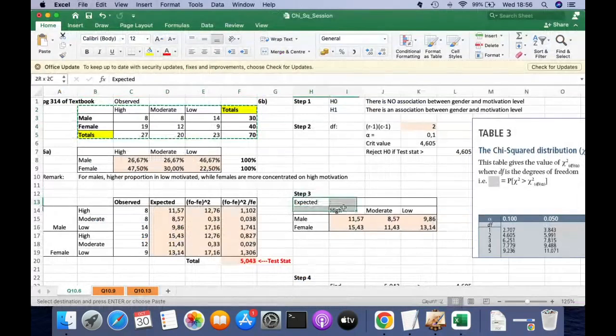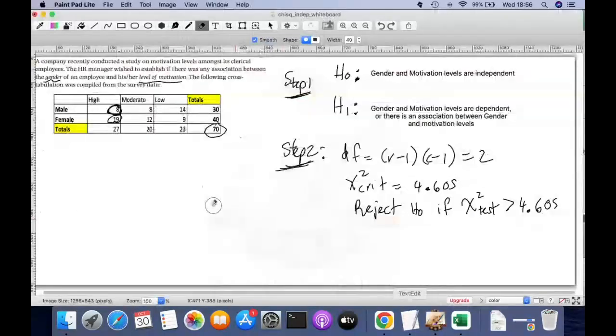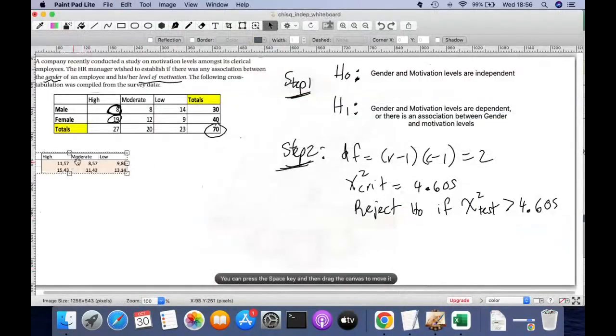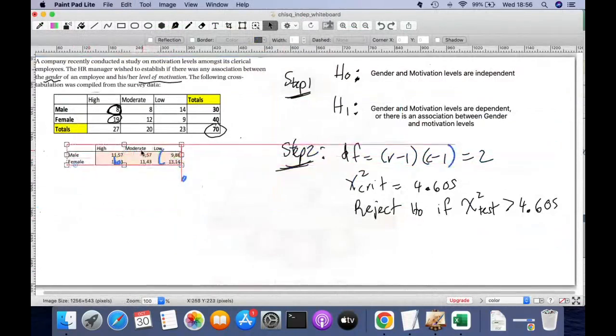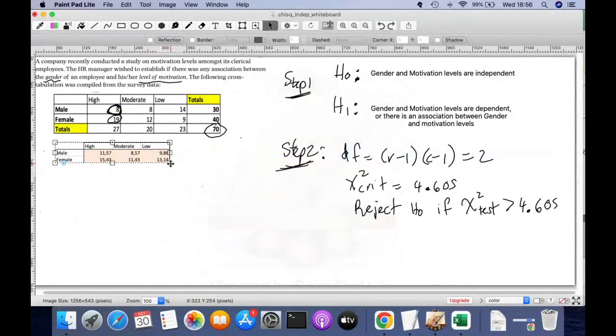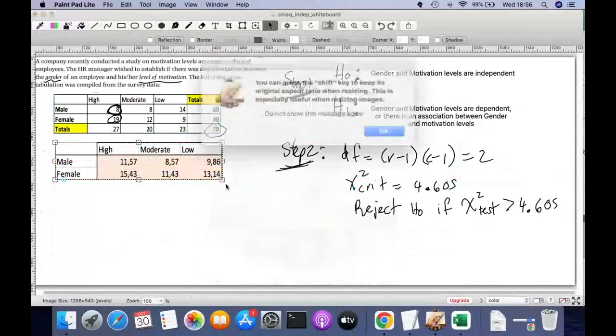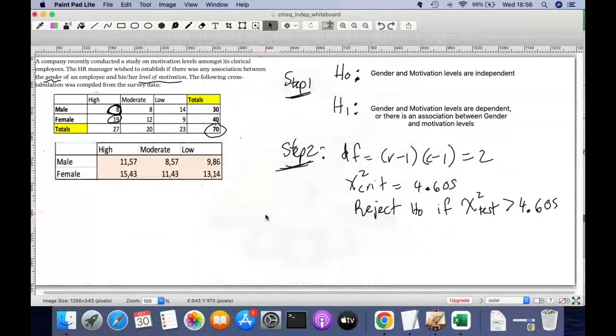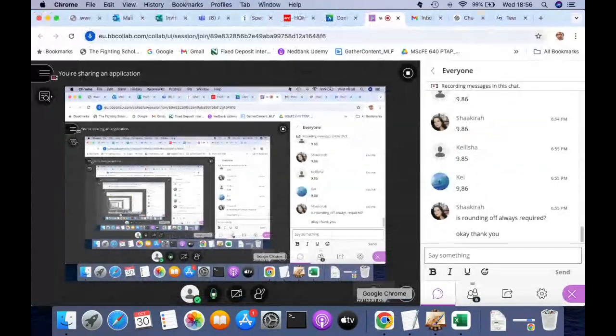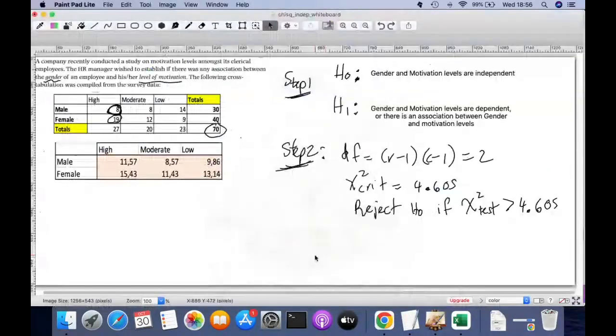Okay, so this is what you should have for your expected frequency. You've done a significant part of step 3, but we're still not done.